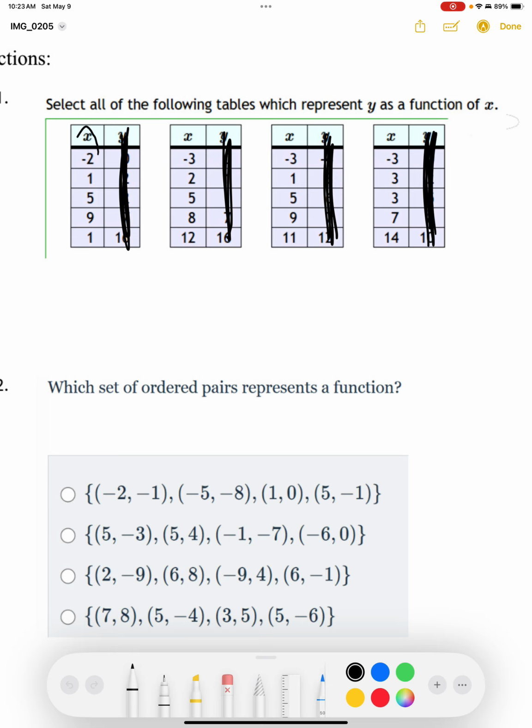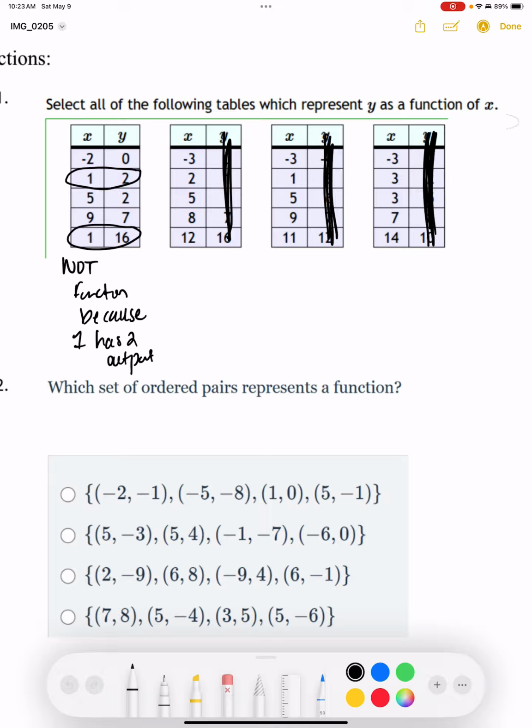So here, if you look at the first table, you have 2 ones. So that's causing a problem. The other numbers are fine. So then when I look at the partners of 1, they're different. One has 2 and one has 16. So this is not a function, because 1 has 2 outputs. So a function is when every input has one output only.